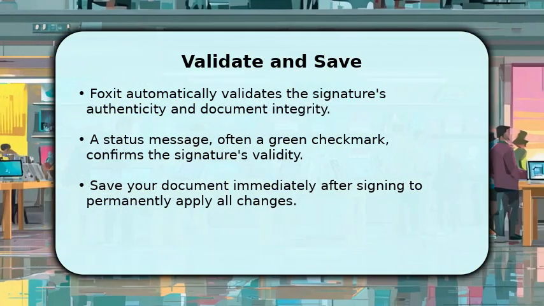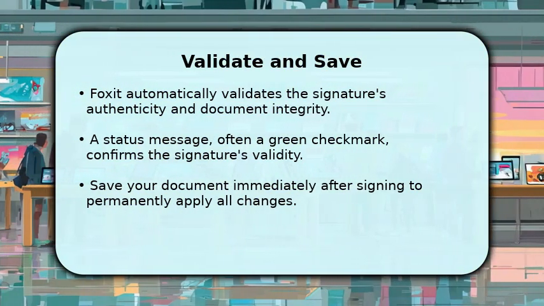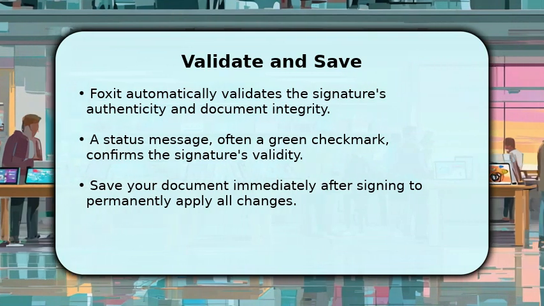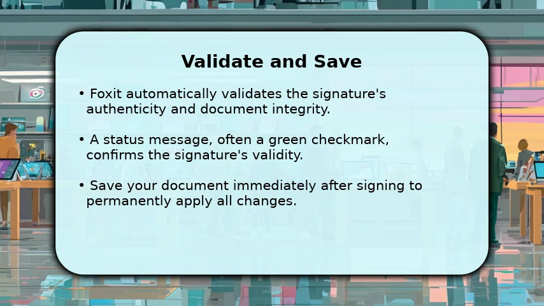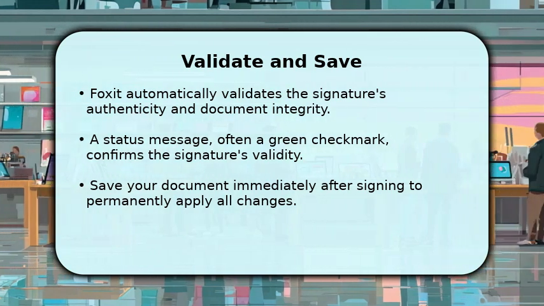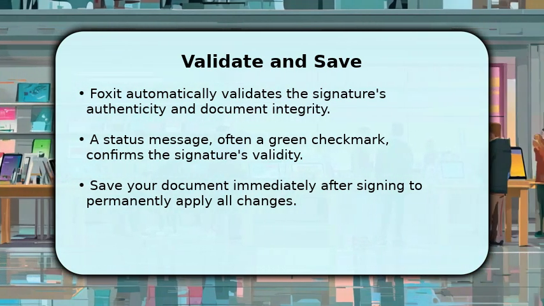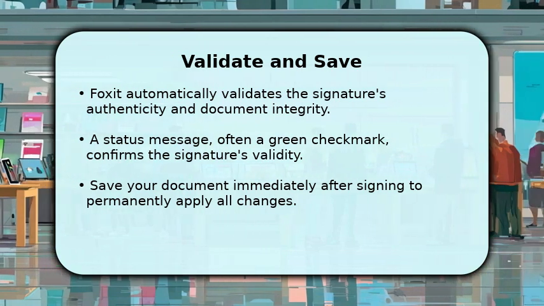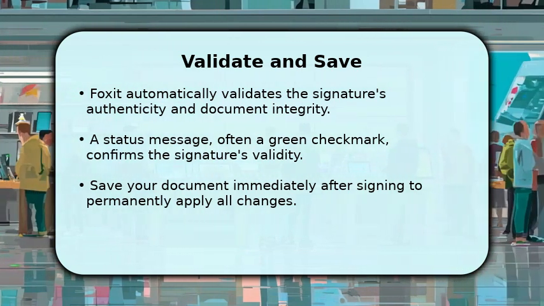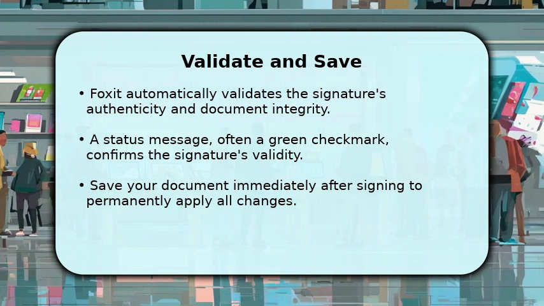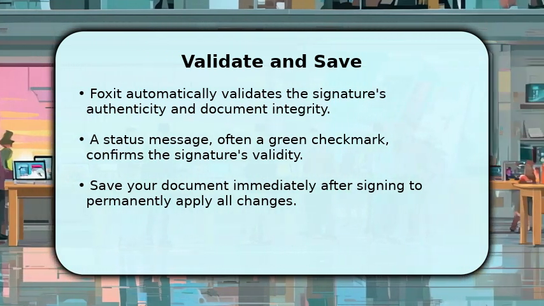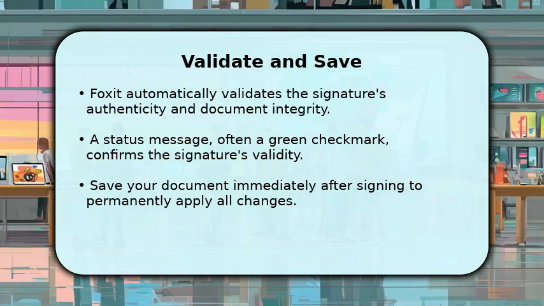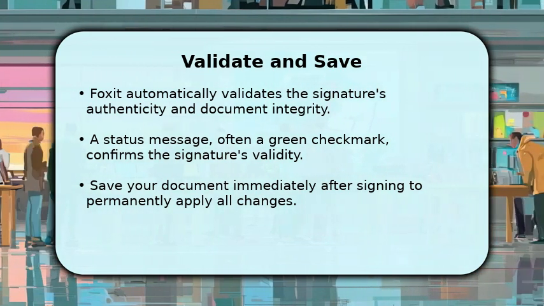Finally, after placing your signature, it's crucial to validate it. Foxit automatically checks the signature's authenticity and integrity, indicating if the document has been altered since signing. You'll see a status message, often a green check mark, confirming its validity. Remember to save your document immediately after signing to ensure all changes are permanently applied. This step secures your document and provides verifiable proof of your approval, making it legally sound.